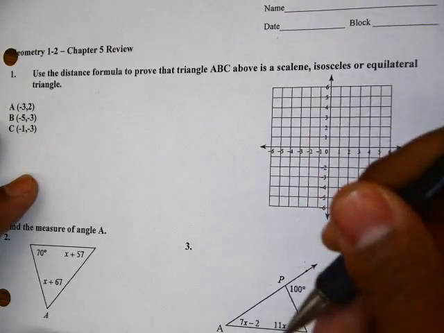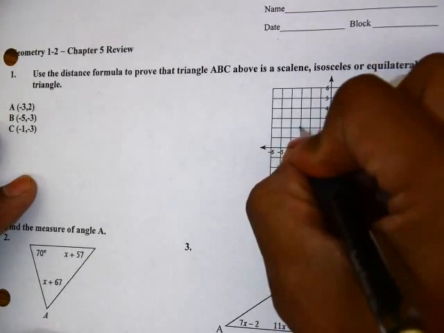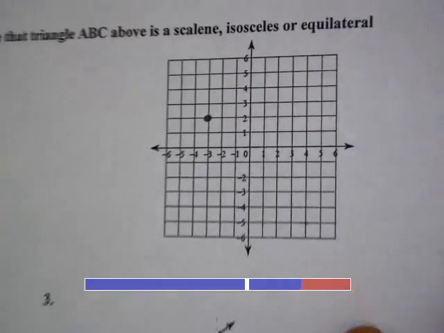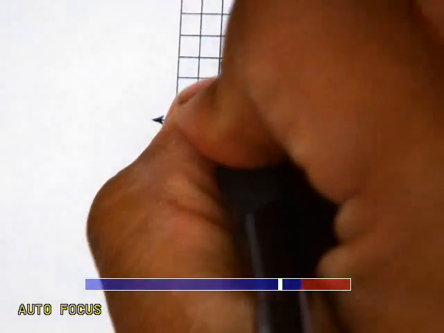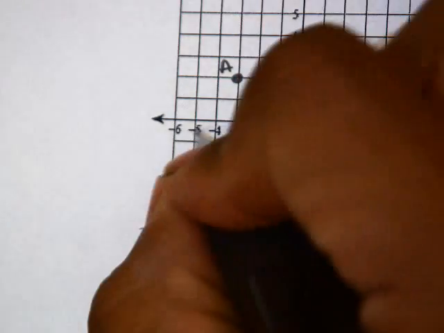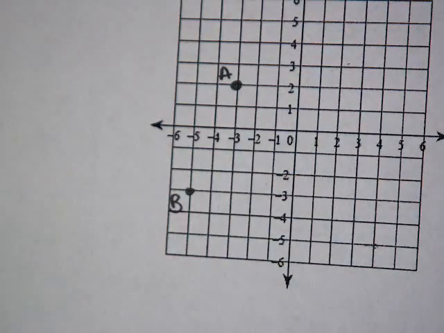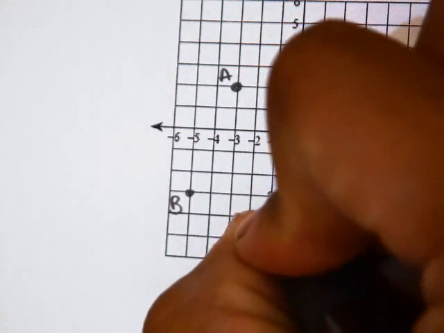Let's go ahead and graph those first so we can have an idea of what we're looking at. There's A at -3, 2. B is at -5, -3. C is at -1, -3.